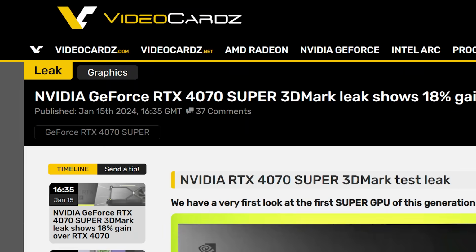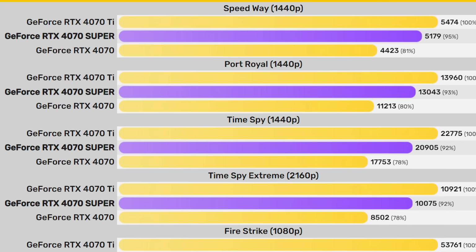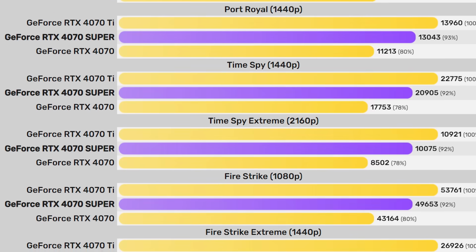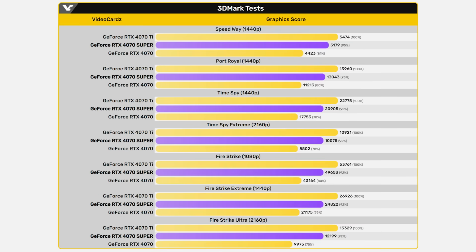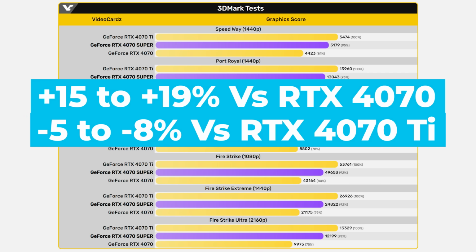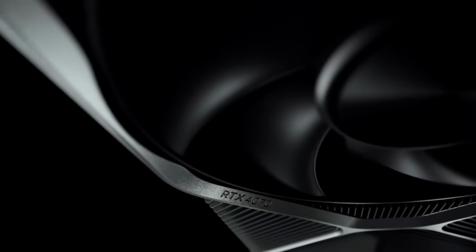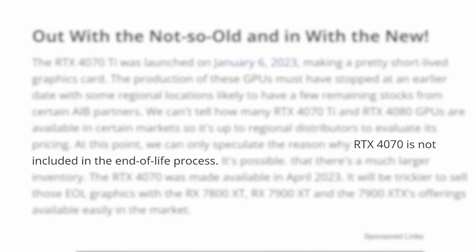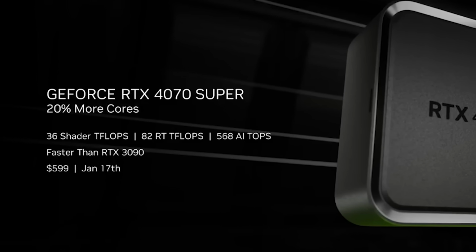With that said, the first benchmarks for the upcoming GPU have been leaked by VideoCardz just before the review embargo. And as you can see, these are all 3DMark benchmarks, and there's a ton here. This should give us a good idea of what we can expect from the upcoming GPU. Overall, the 4070 Super is between 15 and 19% faster than the regular 4070 and just 5 to 8% slower than the 4070 Ti. So it's definitely a decent boost over the regular 4070. Unfortunately, because Nvidia plans to keep the 4070 around, I wouldn't expect the price to drop below MSRP anytime soon.